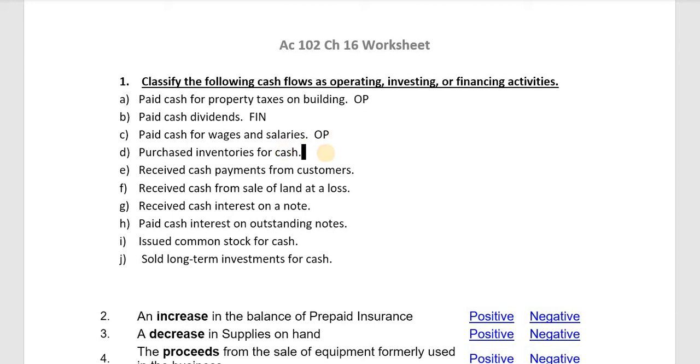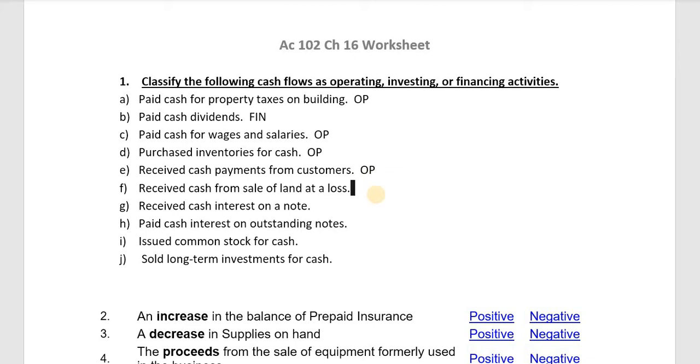D, purchased inventories for cash. Now, some folks look at that and say, wait a minute, that's an investment in the business. Well, it is, but it's not a long-term investment. You really want to sell your inventory like crazy as you operate your business. So it's an operating activity as well. When I purchase that inventory, what's it going to do? Decrease cash. Letter E, received cash payments from customers. Customers show up because you're operating your business.